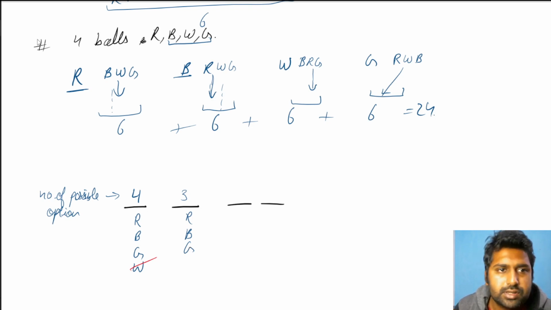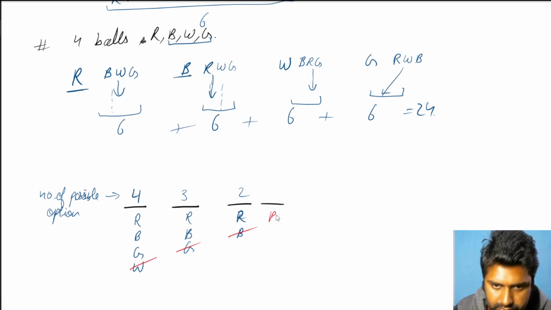Now again, just remove any 1 ball from this. Now you will have 2 such combinations, that is red, black. So 2 possible options, red and black is there. And again, the moment you write 2 means out of these 2, 1 ball has already come. So 1 ball only left. So that is red. So for the last one, only 1 possible option.